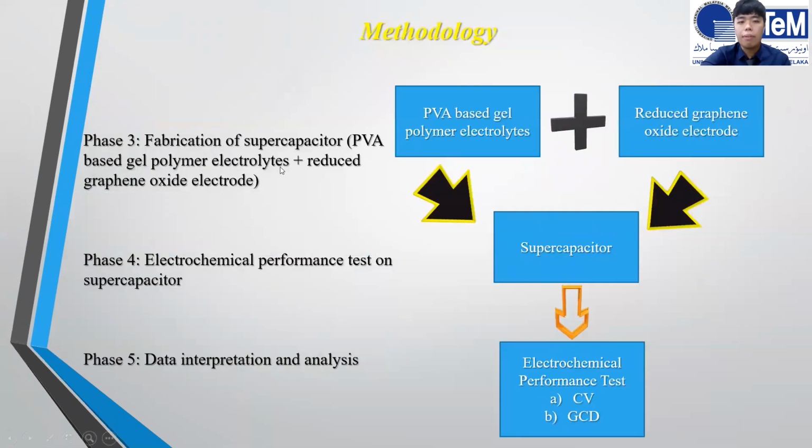Phase 3 is fabrication of supercapacitor. The supercapacitor is fabricated from PVA based gel polymer electrolytes and reduced graphene oxide electrodes. Phase 4 is the electrochemical performance test on the supercapacitor by CV and GCD. And the last phase is data interpretation and analysis.